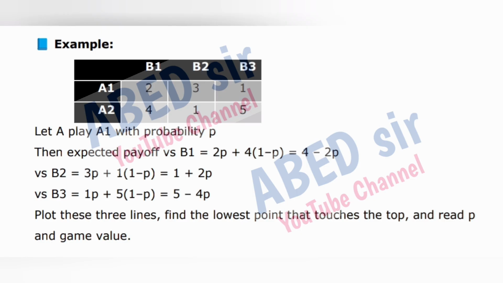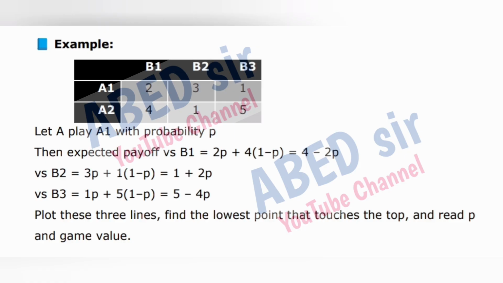Let A play a1 with probability P. Then expected payoff versus B1 is equal to 2P + 4(1 − P) = 4 − 2P. Versus B2 is equal to 3P + 1(1 − P) = 1 + 2P. Versus B3 is equal to 1P + 5(1 − P) = 5 − 4P.